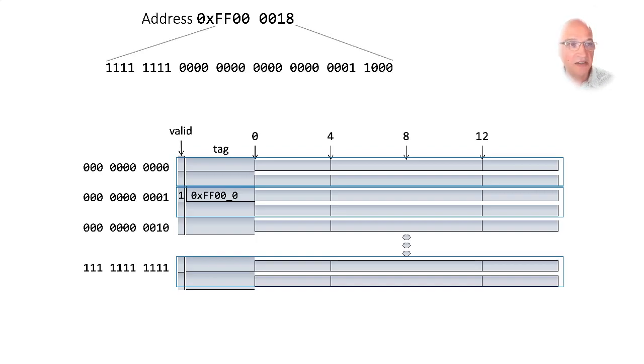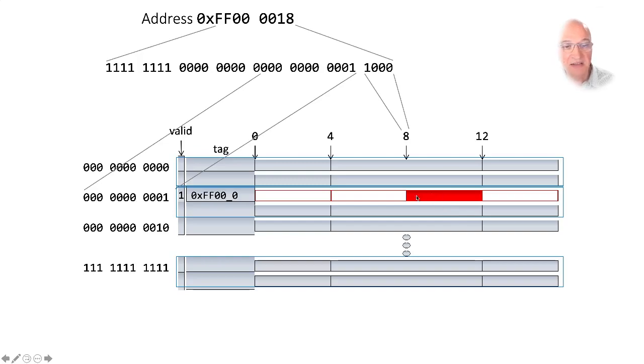So if I look at my address 0xFF000018, I will take the 11 bits that I need for the index, and then the tag for this allocation to the cache is 0xFF00 and this bit 0. And the valid bit is 1, indicating that the block from that address is in the cache. Then I can take the lower 4 bits to find which is the word that I want to index in the cache. And this tells me that I'm accessing this word in this block in the cache.